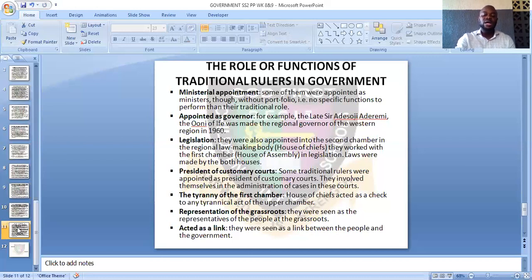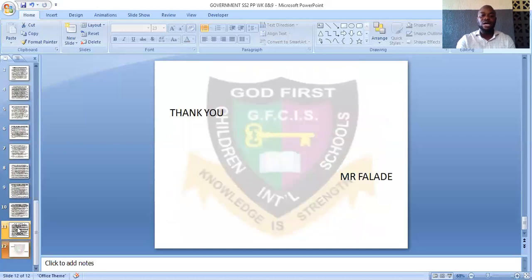So all these are about local government in Nigeria. I hope by now you must have learned a lot. You've learned one or two things about the local government reform of 1976 and many other subtopics under that.